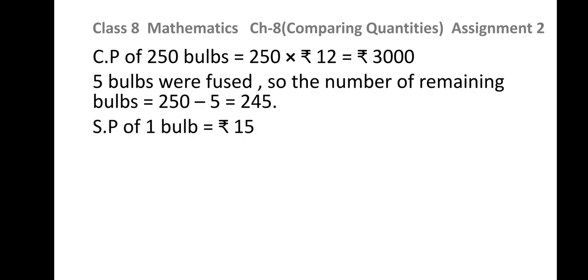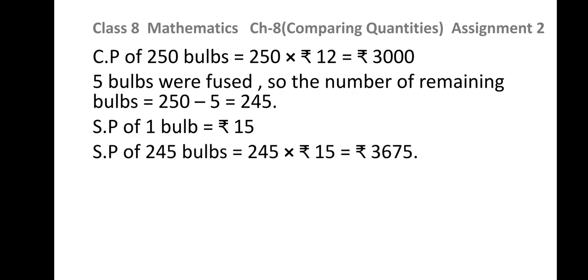Now, as that person has sold the remaining bulbs at the rate of rupees 15 each, so SP of one bulb is rupees 15, SP of 245 bulbs is 245 into rupees 15, that will be rupees 3675.